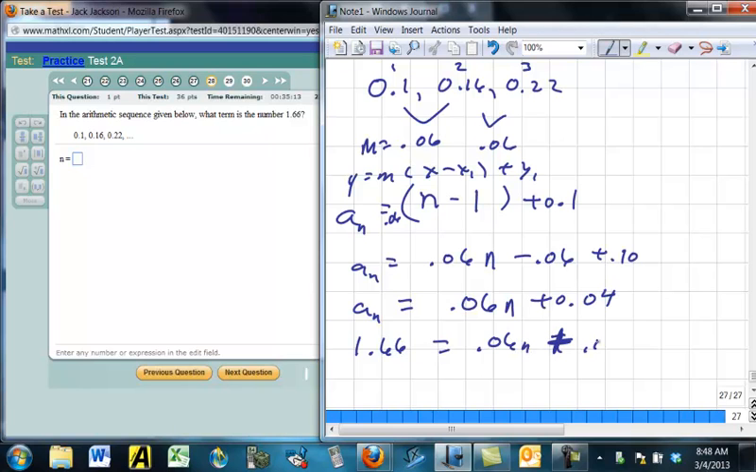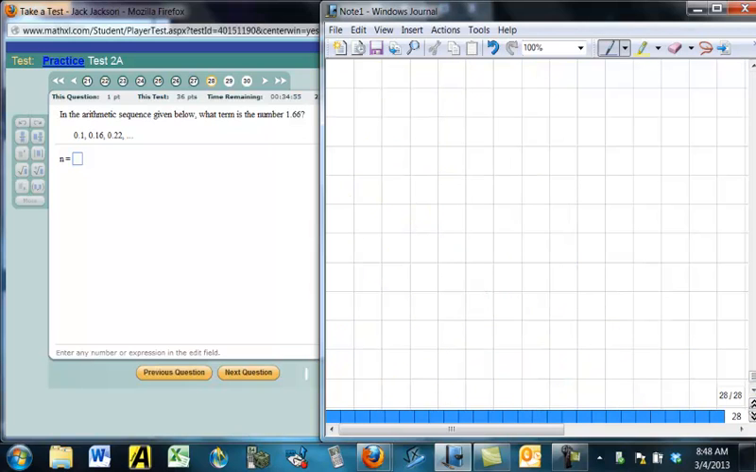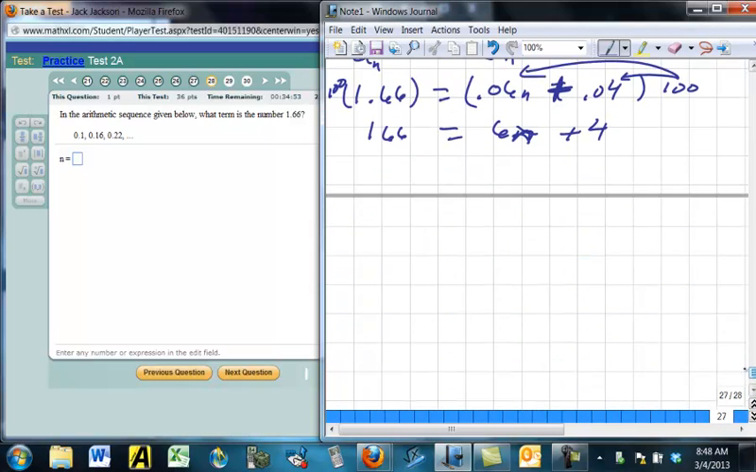plus 0.04 here. First thing I'm going to do, I'm going to get rid of these decimals by multiplying both sides by 100. And when I do, it moves all the decimals 2 places to the right. And so when I distribute here, again, 2 places to the right, that's n plus 4. Okay, subtract 4 from both sides. 162 equals 6n.